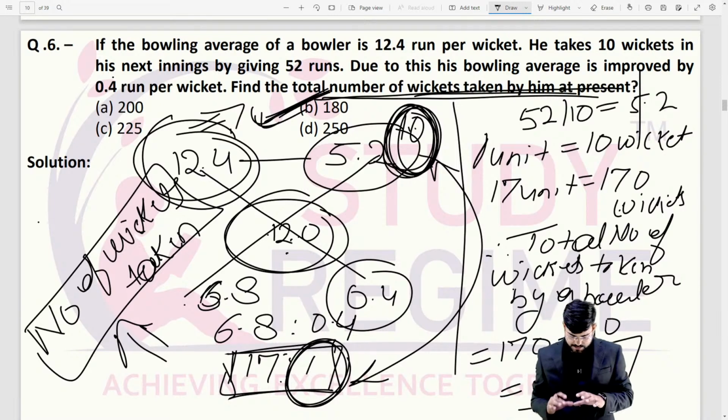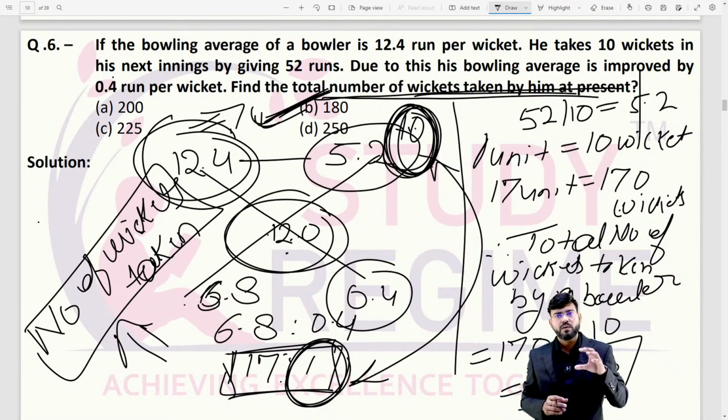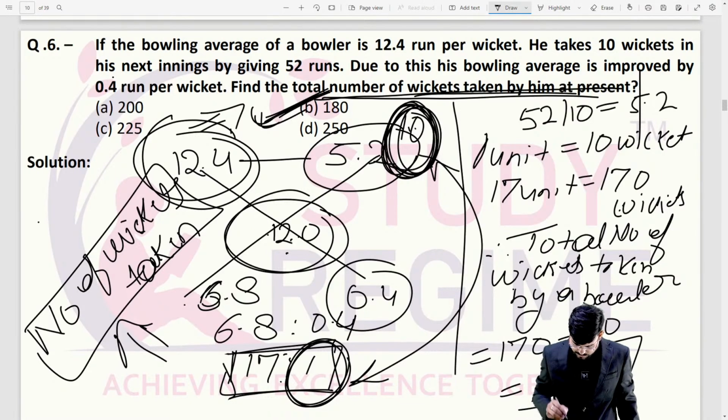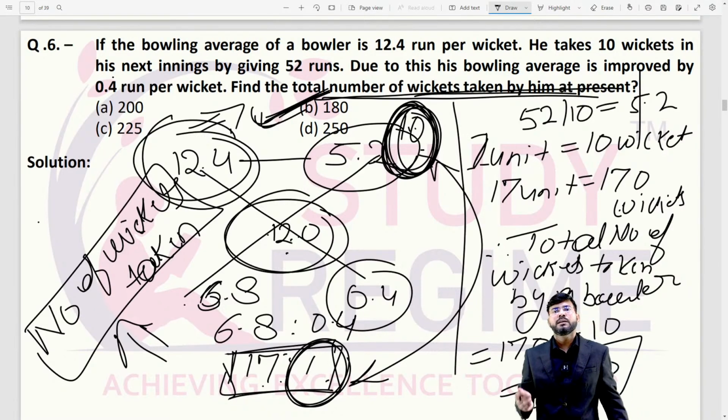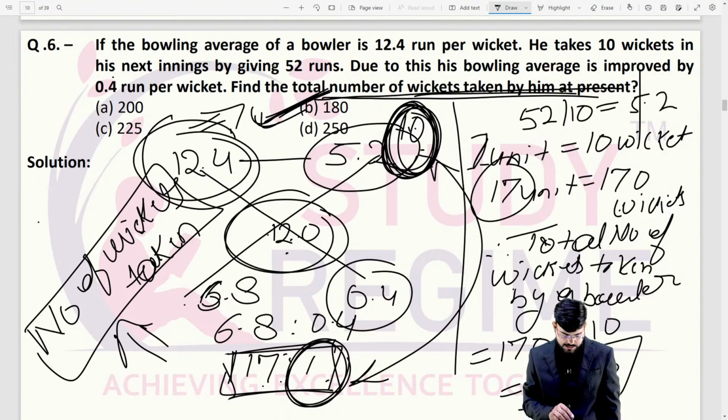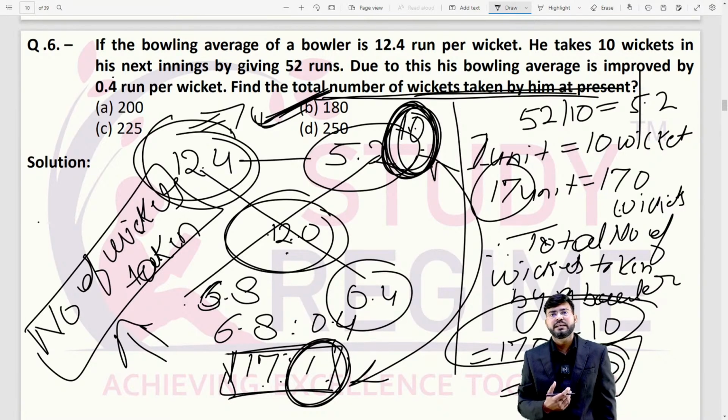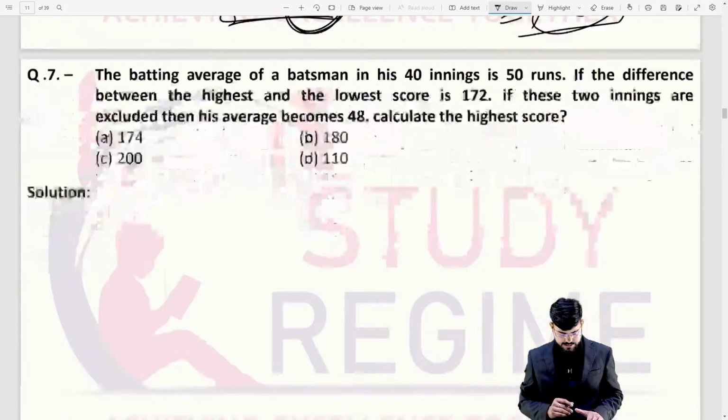See, in the question itself it is given that the bowler has taken 10 wickets by giving 52 runs. So the ratio is coming out of the number of wickets taken. I have compared this 1 with 10. Now 1 unit gives me 10 wickets, and 17 units give 170 wickets. Then in the question it is asked to find the total number of wickets taken by him at present. So I have just added 170 plus 10 and got 180. So 180 is the total number of wickets taken by the bowler till now. Clear? This question is clear? Okay, so let's proceed with the next one.